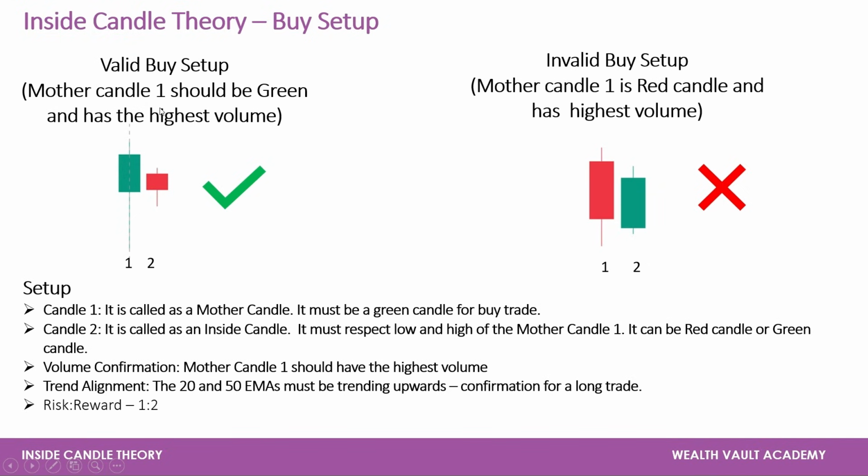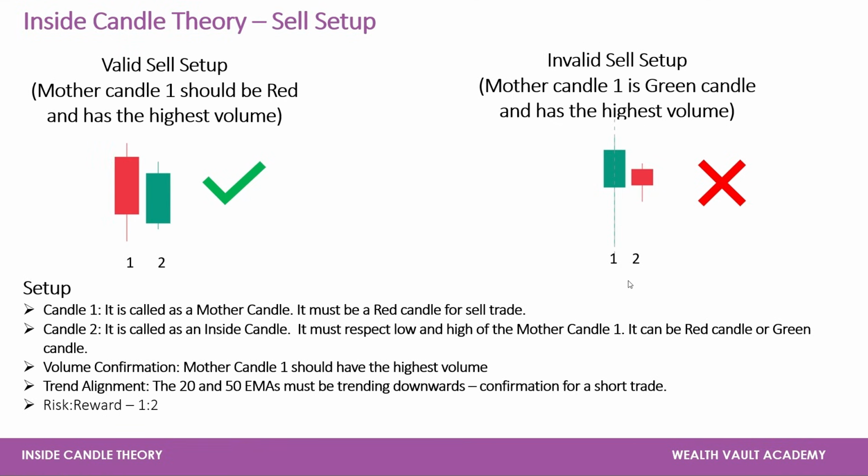The first one is a valid setup on the left hand side, and the right side is the invalid buy setup. Why? Because mother candle 1 is a red candle and it has the highest volume. So you will simply ignore that particular trade if you want to take a buy trade.